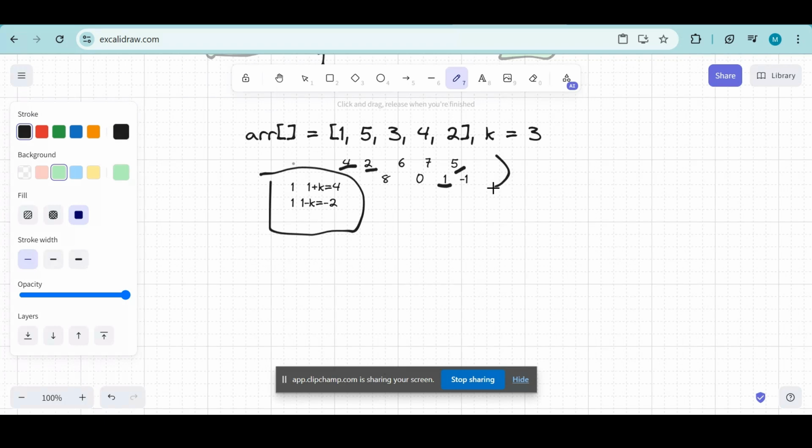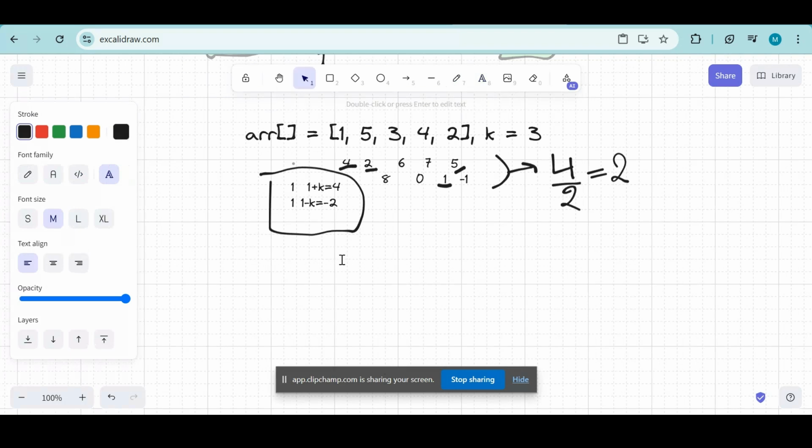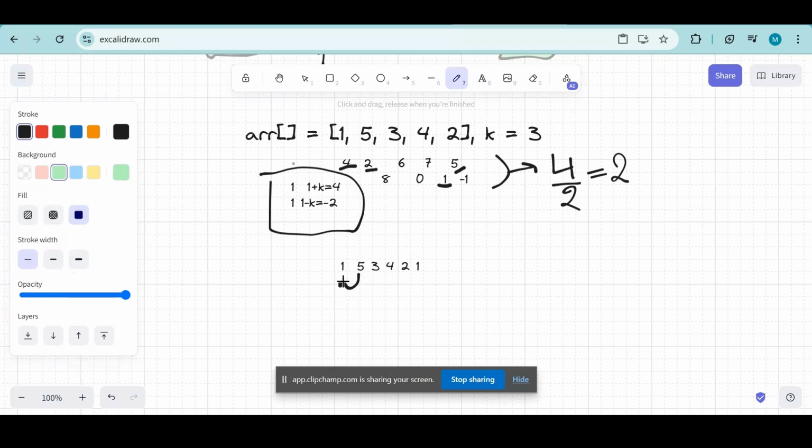So the total, without treating (A, B) and (B, A) as the same, is 4. We count each pair twice, so 4 divided by 2 is 2. That should be our answer. Now what if the example is 1, 5, 3, 4, 2 and again 1 is present? Then 5 can pair with the first 1, and 5 can also pair with the second 1. So there are two solutions counted here.